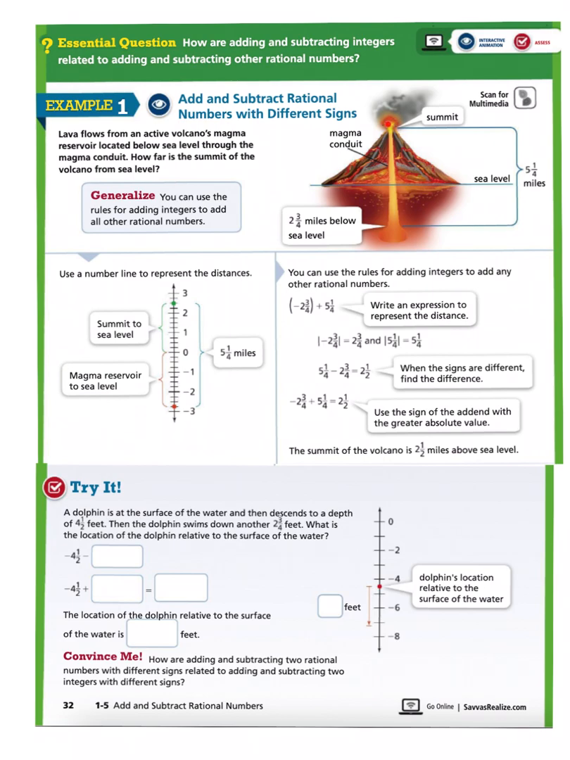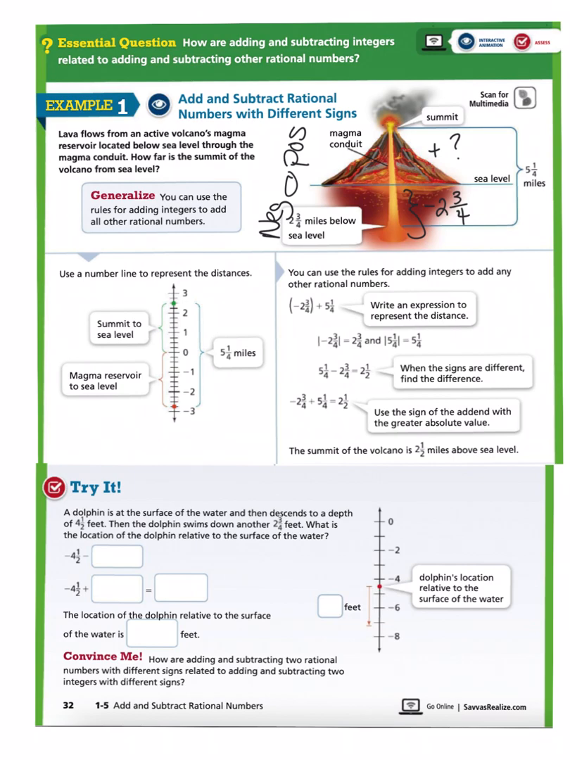So here's the magma conduit, this whole thing. This is sea level right here. We're going to call our sea level 0 because that would be the 0. Everything above it is positive. Everything below it is negative. So this 2 3/4 is going to be a negative 2 3/4. And above this is going to be positive, but we don't know what it is yet. And that's what we're going to find out.